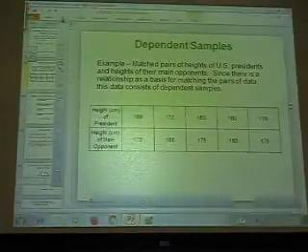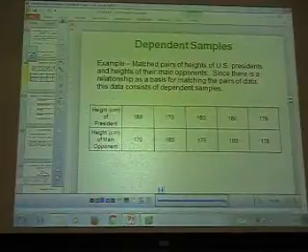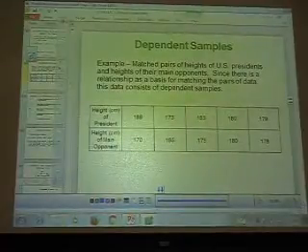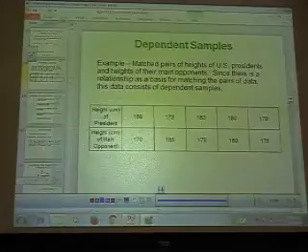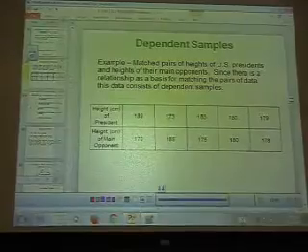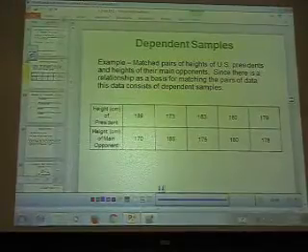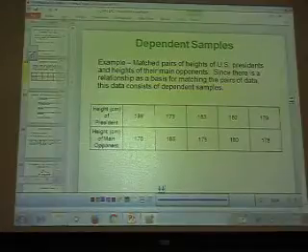All right, now we're going to get to the last part. Dependent samples. Let's get a reader. Amin, go ahead and read. Dependent samples. Example, match pairs of heights of U.S. presidents and the heights of their main opponents. Since there is a relationship as a basis for matching the pairs of data, this data consists of dependent samples.